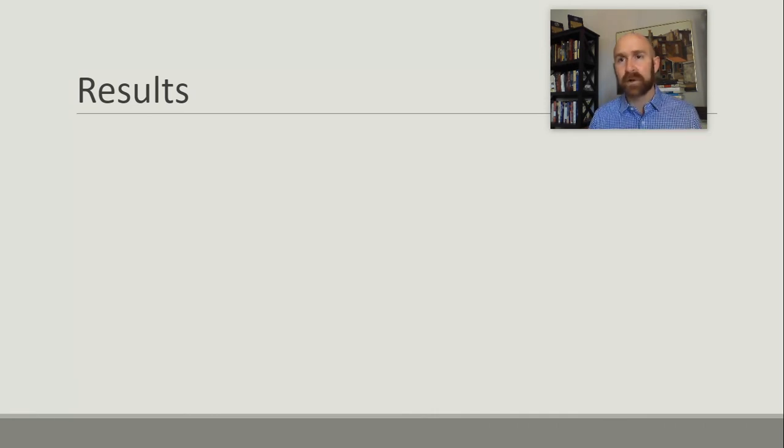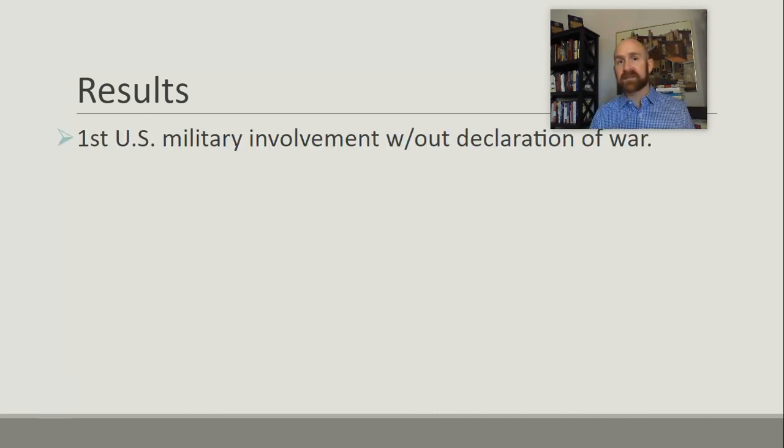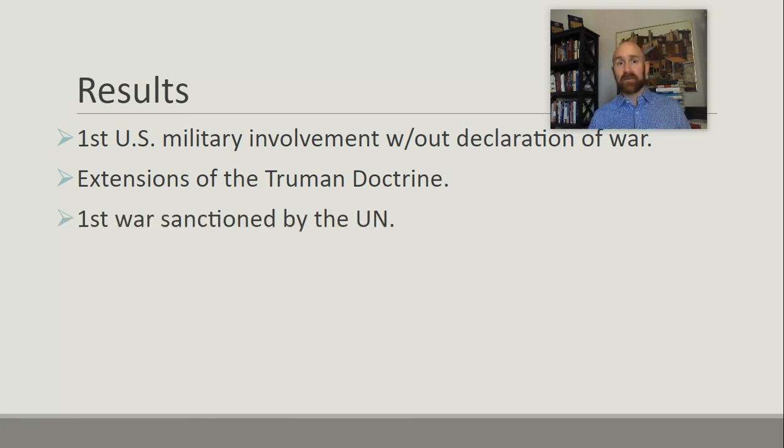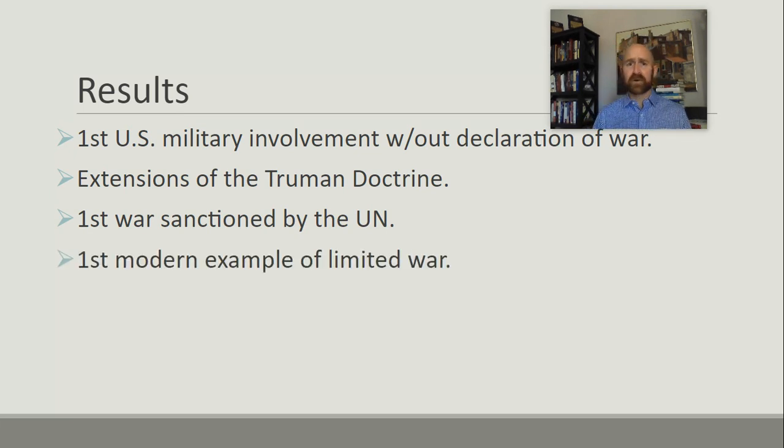So, what are the results of the Korean War? Well, one, it's the first military involvement without a declaration of war. That is a pattern we will repeat later. It is an extension of the Truman Doctrine. We do show the world that we will help democracies all around the world from armed invaders. It is going to be the first war sanctioned by the UN. Again, this is significant because it makes the UN a legitimate world body. And it's the first example of a modern limited war.